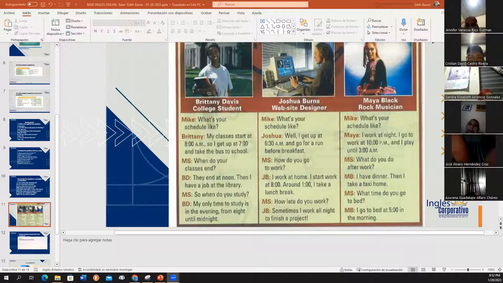Okay, very good. Do you have new vocabulary? ¿Tienen nuevo vocabulario? La palabra es, no sé cómo se pronuncia, es do, algo así, donde dice "Mike, what's your..." en la primera oración de la segunda conversación. Exacto. ¿Esta? Schedule. Ese es horario. Horario. Okay. Yes. Someone else? ¿Alguien más que tiene preguntas?